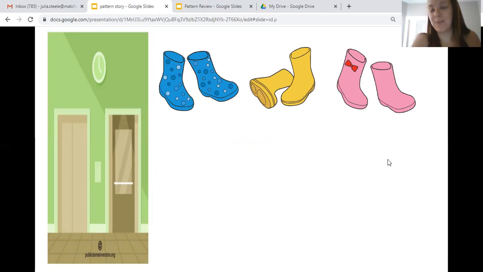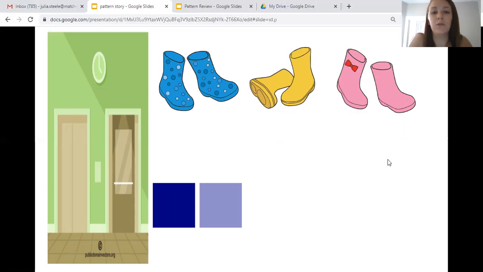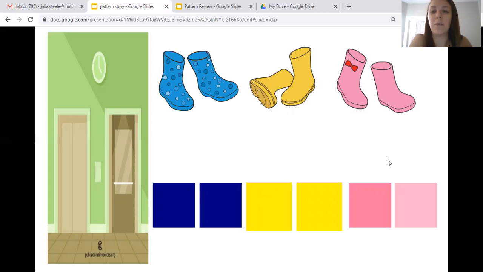So now we're going to start to make that with some squares or blocks. If you have blocks or Legos at home, you could build this pattern. So we're going to do blue, blue, two blues for the two blue boots. Now yellow, yellow for the two yellow boots, and pink, pink for the two pink boots. That's kind of like a pattern, and then it could repeat, right?